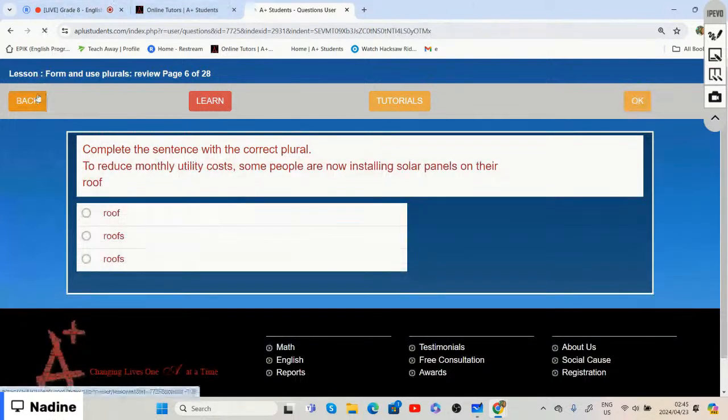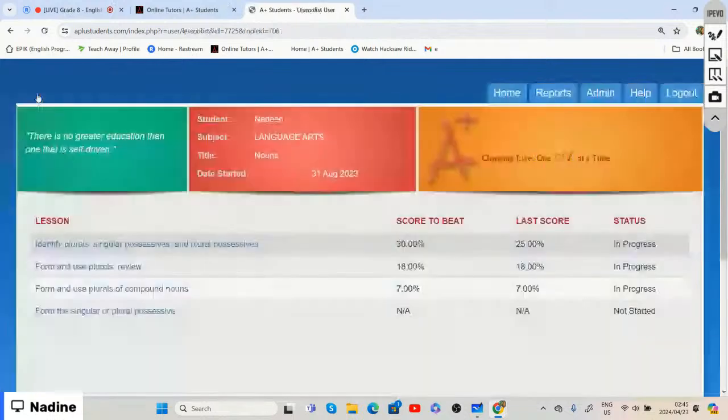All right. So for now, this is the end of our lesson on nouns. In our next lesson, we will learn to form and use the plurals of compound nouns as well as to form the singular and plural possessive. That will be our next lesson.